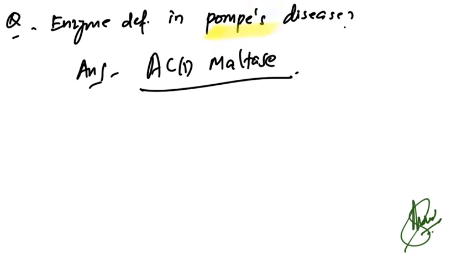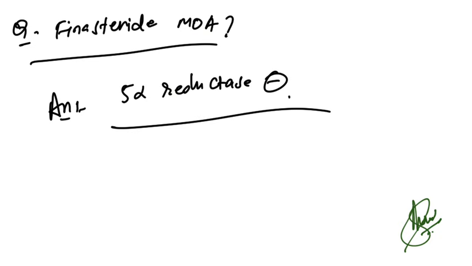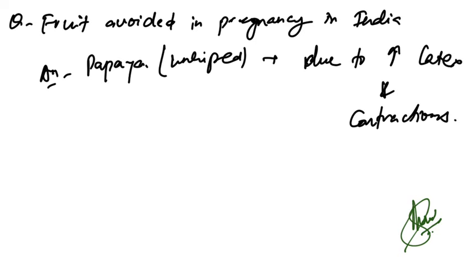Enzyme deficiency in Pompe's disease: acid maltase is the correct answer for this. Finasteride mechanism of action: that is a 5-alpha reductase enzyme inhibitor. That is the correct answer.